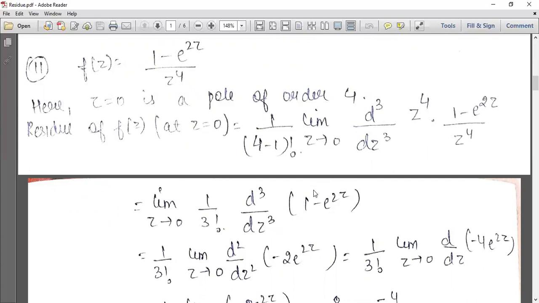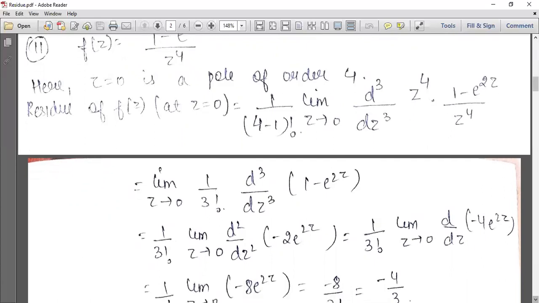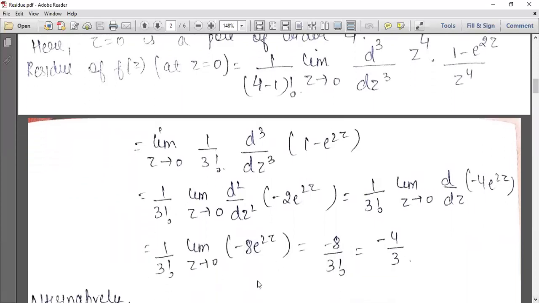Now just calculate the third derivative of this function, which will be minus 8 into e raised to the power 2z. And when you apply limit z approaching to 0, this will be e raised to the power 0, which is 1. So this will be minus 8 divided by 3 factorial. And further you will solve this, then you will get your answer as minus 4 by 3.